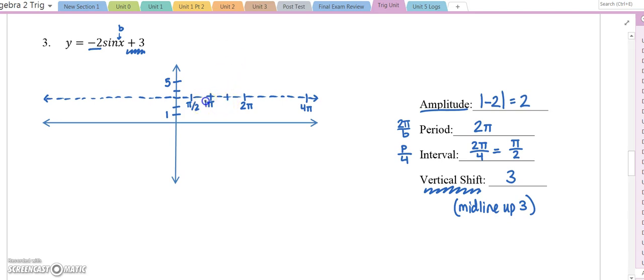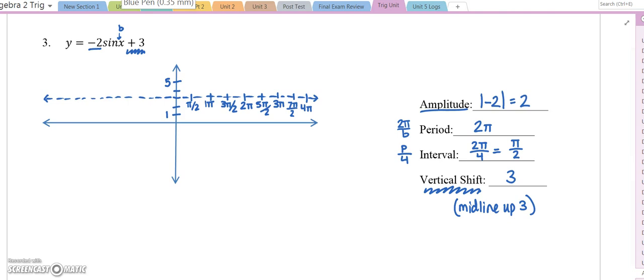So between pi and 2 pi is 1.5, that's 3/2 pi. Between 2 pi and 4 pi, that's 3 pi. And then between 2 and 3, that would be 5/2 pi. And between 3 and 4 would be 7/2 pi. Alright, nice. So now we're ready to start graphing.